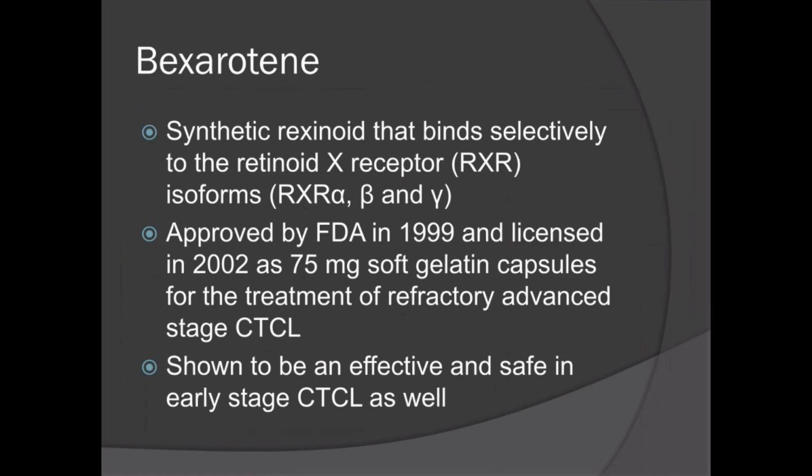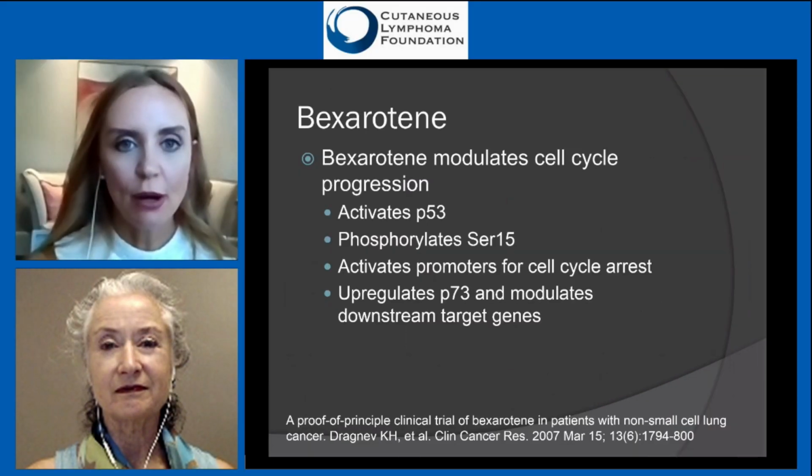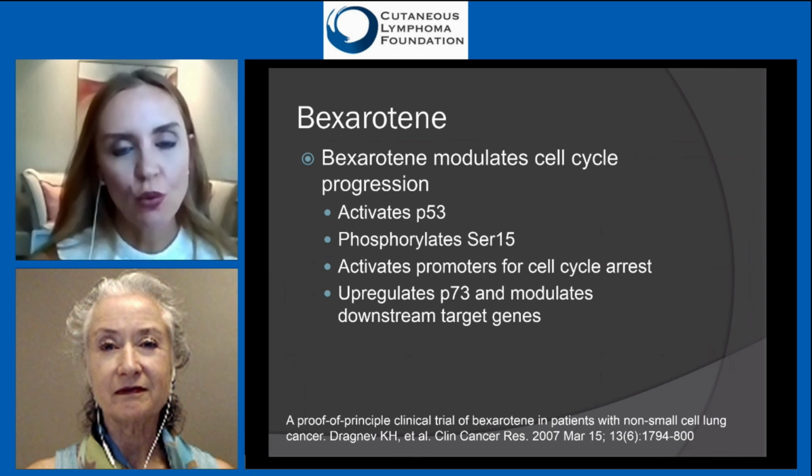Bexarotene is the main oral retinoid that we use in CTCL. This was approved in 1999 and licensed in the early 2000s as a 75 milligram capsule, shown to be effective and safe in early stage CTCL as well as more advanced stage disease. So there are a series of modulations that occur here, but suffice it to say, all of these things are ways to basically cause the atypical cells to die in a targeted fashion, and therefore reducing the overall burden of malignant T lymphocytes in CTCL.